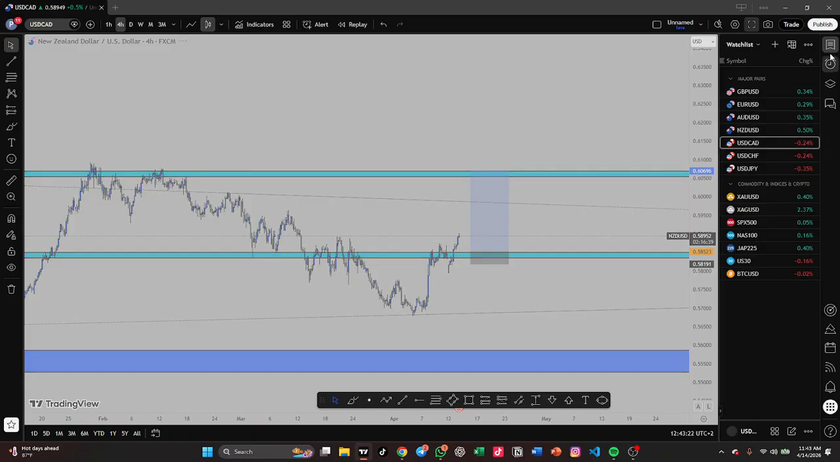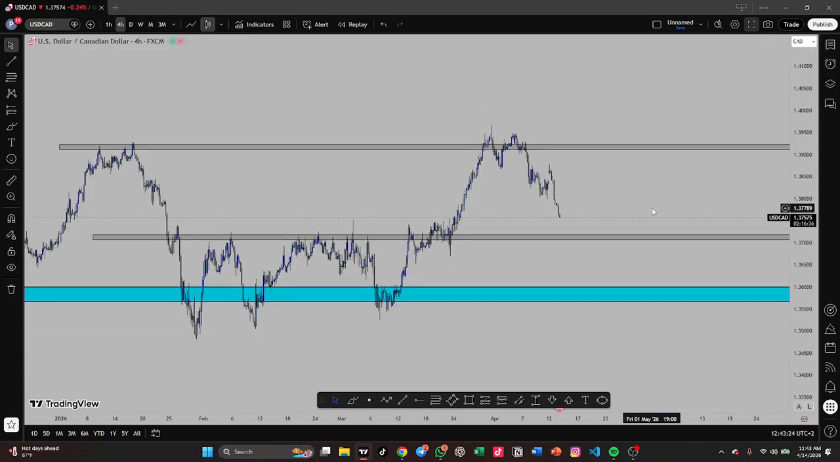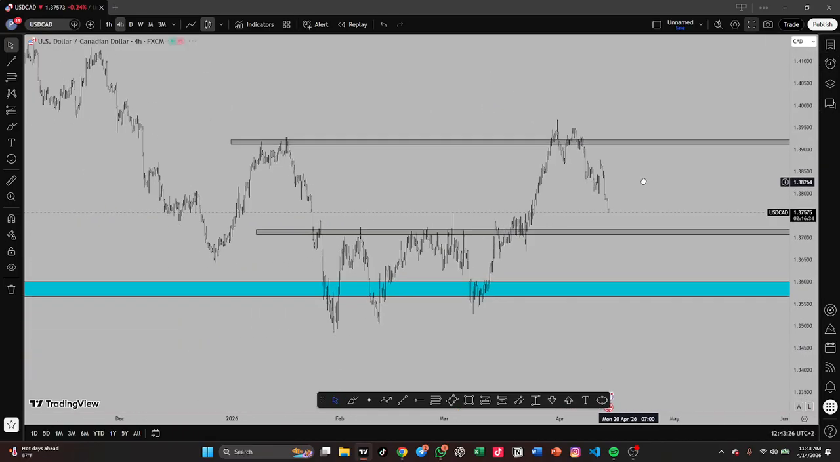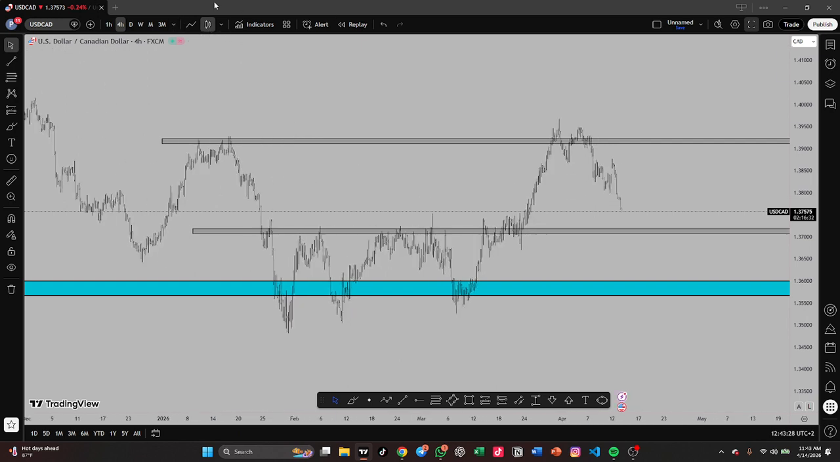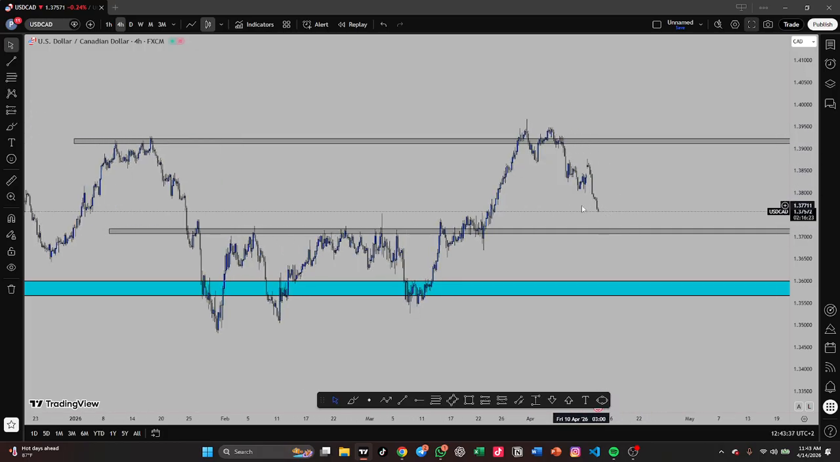So let's look at USD CAD. Now USD CAD, yes, we are looking to buy. You can see price get to this level, and then we have a double top pattern forming. Our market is aggressively pushing down. Where we may have another pause is when price gets to this level.